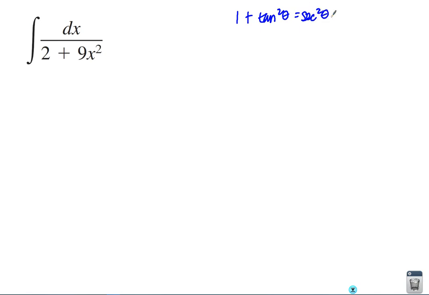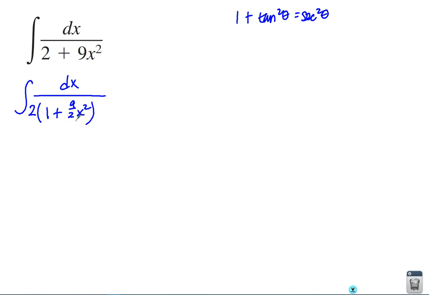Now you'll notice here I have a 2 instead of a 1. So basically, if I have something that's close to what I need, I can modify it to make it what I actually want. Last time I factored out a 4, so how about we factor out a 2? So dx over 2 times 1 plus 9 over 2 x squared. In order to do something with this, I have to have a 1. So instead of a 2, I factor out a 2 like this, and I just make it a 1, and then the 9x squared over 2 just becomes 9 halves x squared, okay?